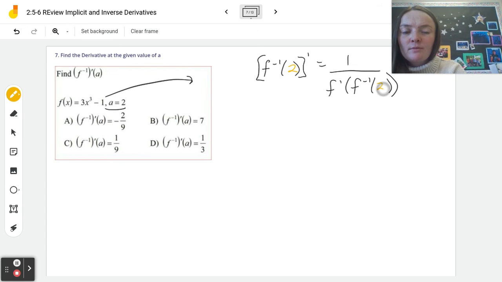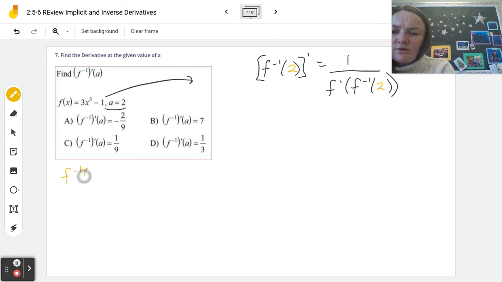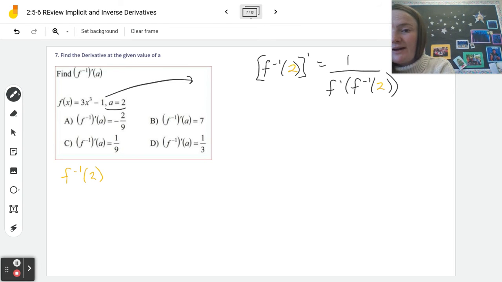Okay, well, what I need to do is find f inverse of 2. If I'm looking for f inverse of 2, that's really saying: when is the output equal to 2? To find that, I'm going to take the whole function and set it equal to 2. 2 is equal to 3x cubed minus 1.